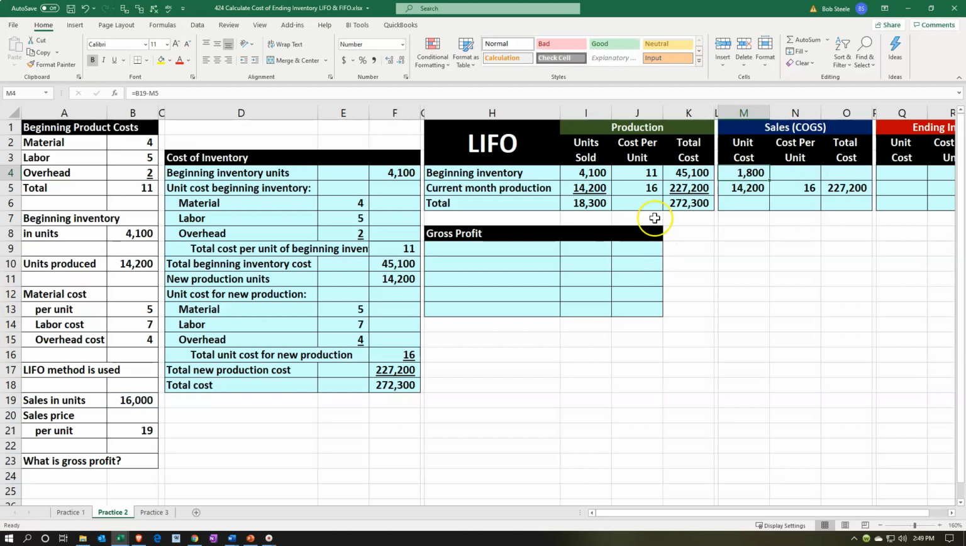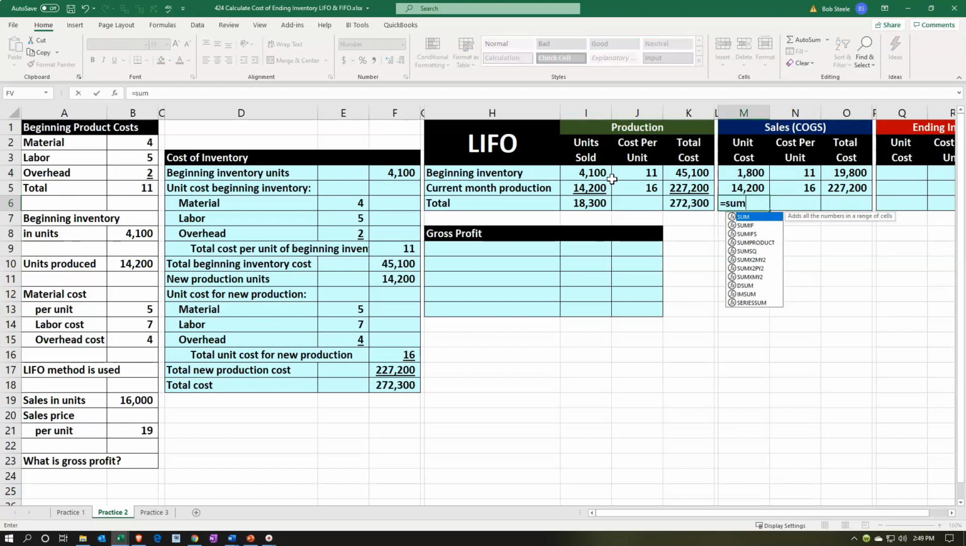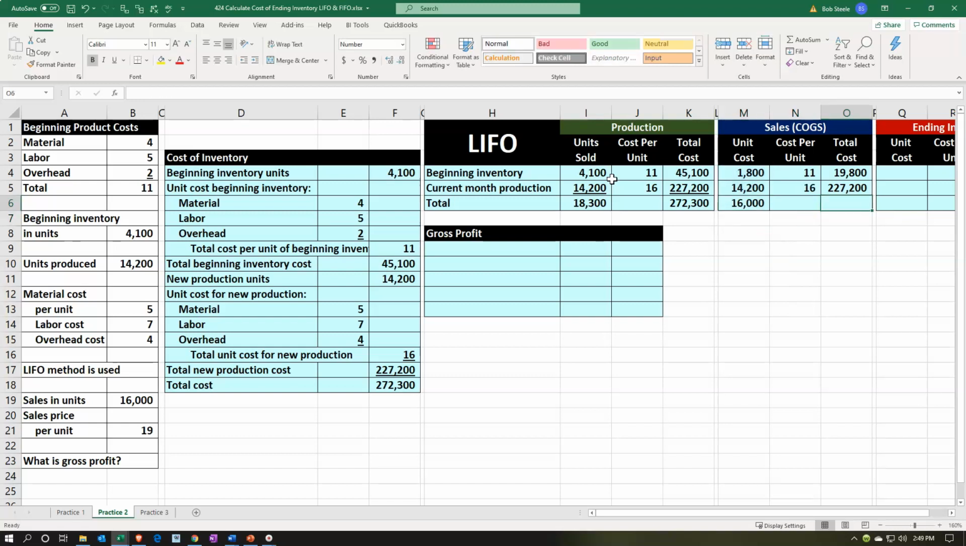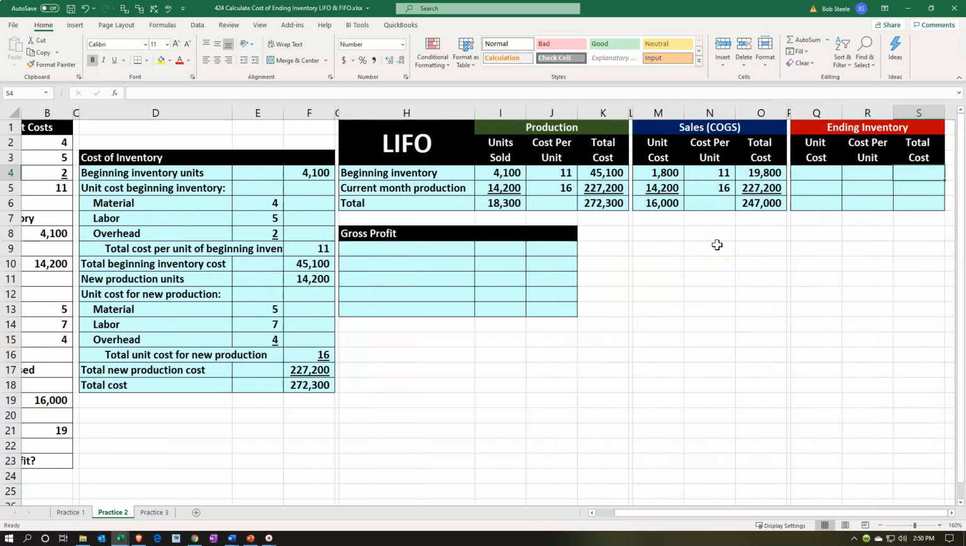So now we're going to cut into the prior layer of the $11 layer, the cheaper layer, even though they're the same unit things that we're making. 1,008 times 11. Let's sum these up, equals the sum of these items. Let's do our underlining, holding down Control to select two non-adjacent cells, home tab, font group, underline. All right, so now let's see what's left in ending inventory.